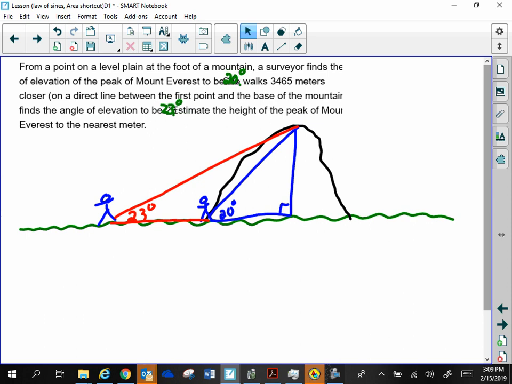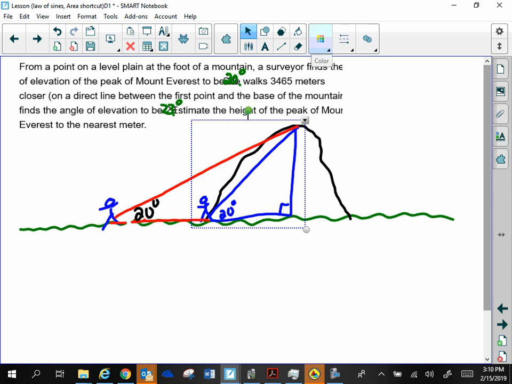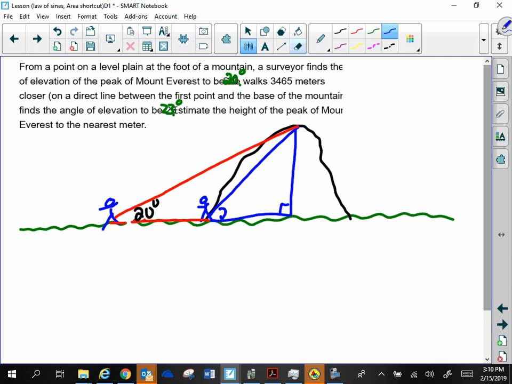All right, as I was looking at this, I think I got my numbers mixed up. I needed to start right here. This is my 20-degree angle right there. And then as this guy right here walks closer, this angle is not going to be 20, but 23. Hopefully you can see how this distance that he's walking, which I set up here as 3,465, is going to make a bigger angle.